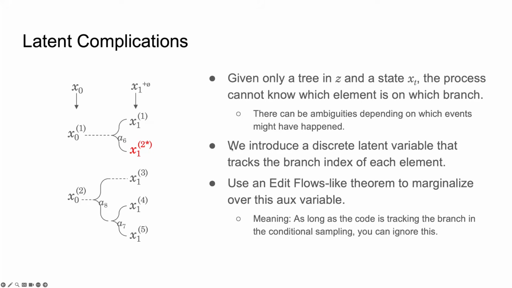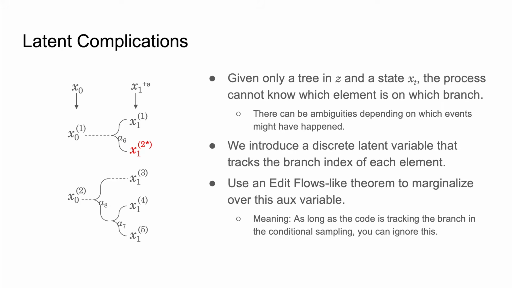So what we do, like in the paper, we spend a bit of time on this. We introduce this discrete latent variable that tracks the branch index of each element. But now your process is not Markov in the state alone, it's Markov in the state and this discrete latent variable. And we have a little extension of the edit flows theorem, which handles marginalizing over these auxiliary variables. This is an extension because edit flows was only for the discrete x discrete latent case, whereas ours is for the arbitrary x discrete latent case. And that lets you marginalize over this branch tracking variable.